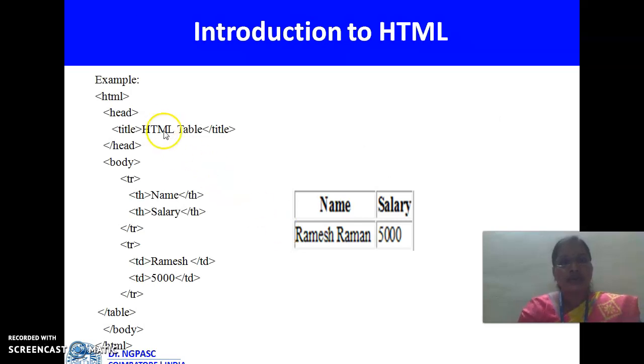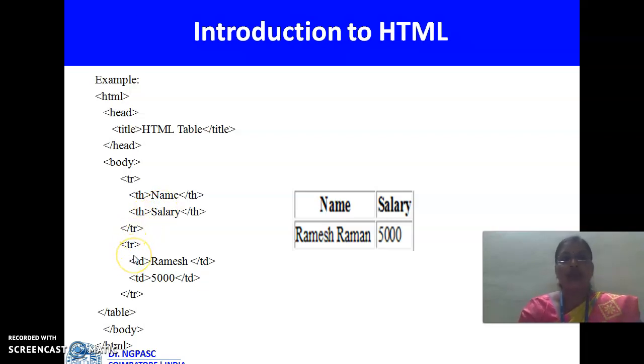Here I mentioned one example. Inside the head we give the title as HTML table. After closing the title and head, we open the body tag. Then TR, that is a table row. After the table row I have mentioned the table heading. What headings am I going to give in the table? I give the headings name and salary. After giving the table headings, I close the heading tag as well as the table row tag.